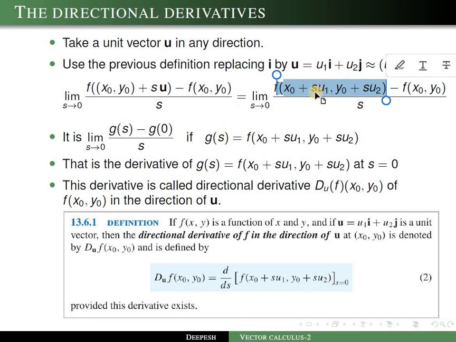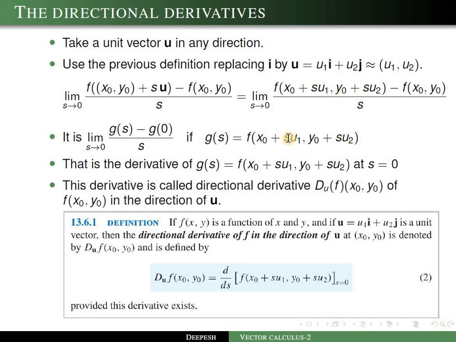Then what happens is, if you take s is equal to 0, then this first expression will become the second expression. So you can say that this limit is nothing but limit of g of s minus g of 0 divided by s. And if you recall the one variable definition of derivatives, this is nothing but limit s tends to 0, g of 0 plus s minus g of 0 divided by s. That gives you the value of g dash at 0, where g of s is equal to f of x naught plus su1 comma y naught plus su2, which is a function of s.